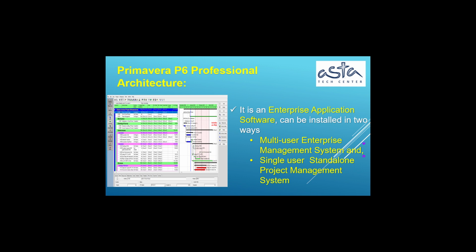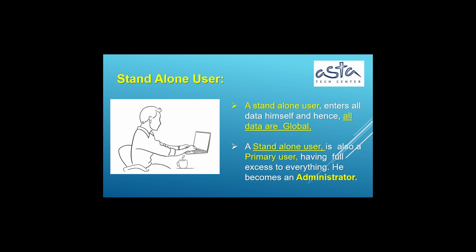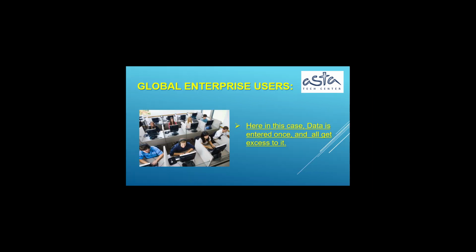Primavera P6 Professional Architecture. It is an enterprise application software, and can be installed in two ways: a multi-user enterprise management system, or a single-user standalone project management system. A standalone user enters all data himself and hence, all data are global. A standalone user is also a primary user, having full access to everything. He becomes an administrator. In the case of global enterprise users, data is entered once, and all get access to it.